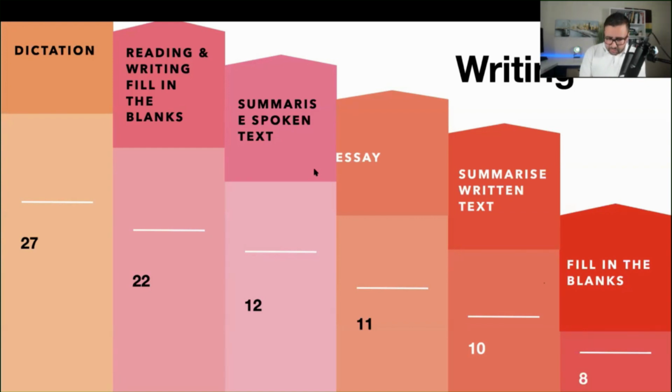The next question is, my writing score is not improving. I'm struggling with reading, writing blanks. Write from dictation is not too bad, and I'm able to cover 70 to 80%.